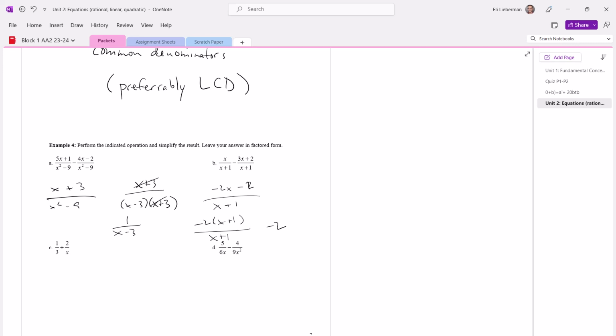Oh, what's one thing I may ask for? Something I forgot to include in A: the exclusions. Namely, x can't equal 3 or negative 3. If it ever made 0 in a denominator in the problem, it must be excluded.